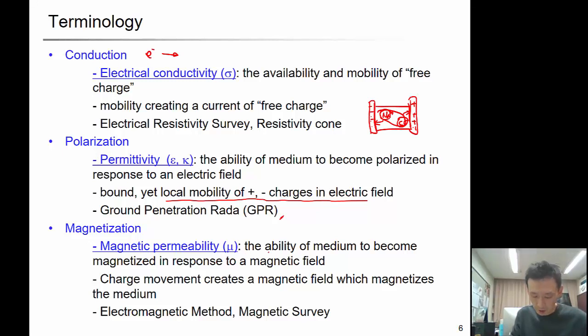Magnetic permeability is the ability of the medium to become magnetized in response to a magnetic field. Charge movement creates a magnetic field which magnetizes the medium. And using this magnetic permeability, we deploy the electromagnetic method and magnetic survey to detect magnetized minerals.